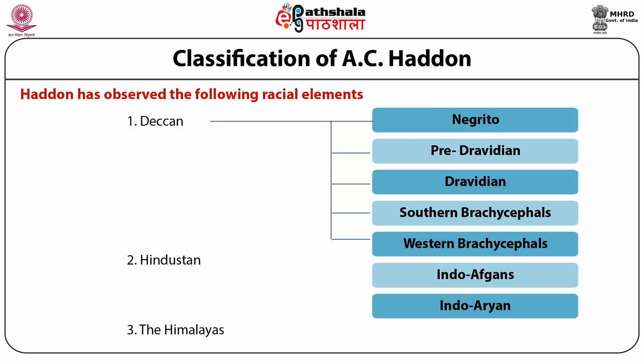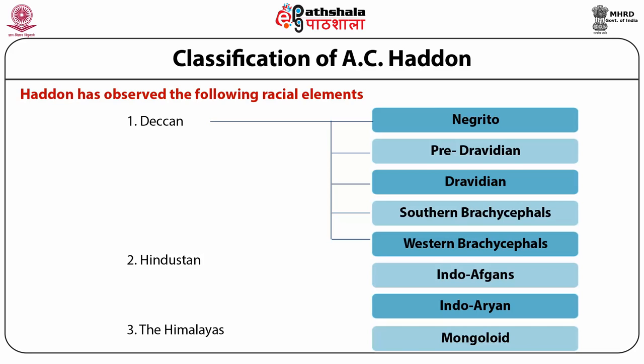Next is the Himalayan group. Haddon observed the following racial elements in the Himalayan region: Indo-Afghan, represented by the Balti. Another Indo-Afghan example is the Kanets of Kullu Valley. They exhibit traces of Tibetan blood among them. Next is Mongoloid. This is the dominant element in Nepal, Bhutan and Sikkim.